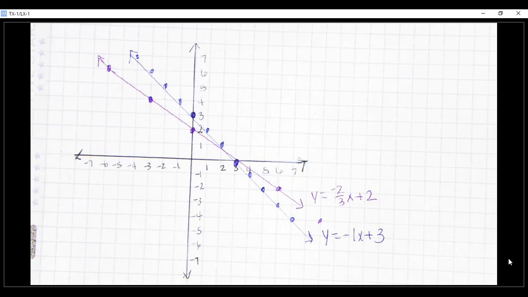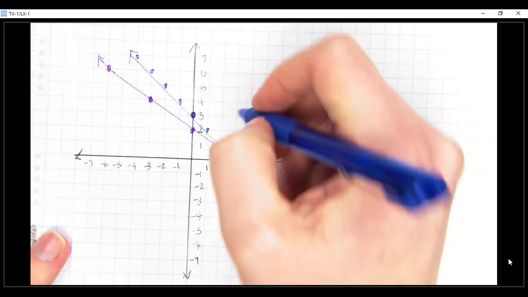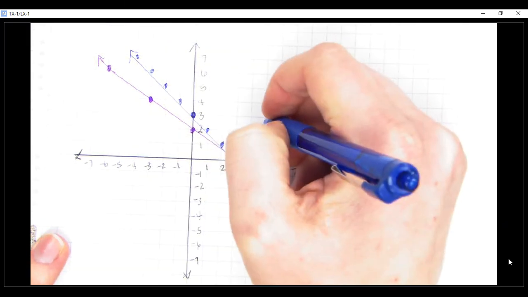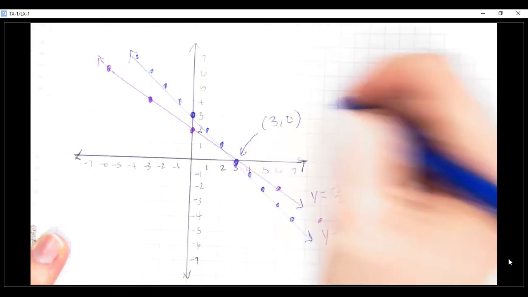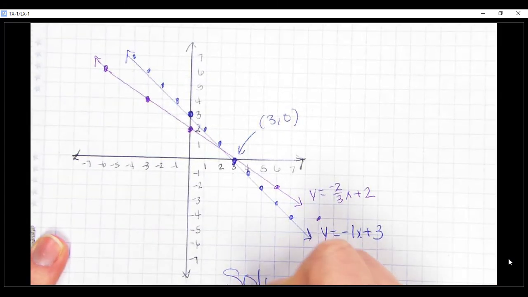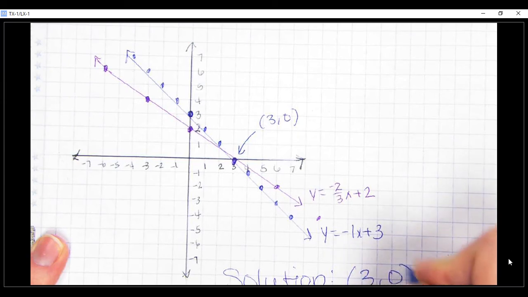Great. Now the whole point of this is to find that one solution, that one point where both lines cross. And in this case, where 2 dots are right on top of each other. And that is going to be right here at 3, 0. So my solution to this problem is 3, 0.